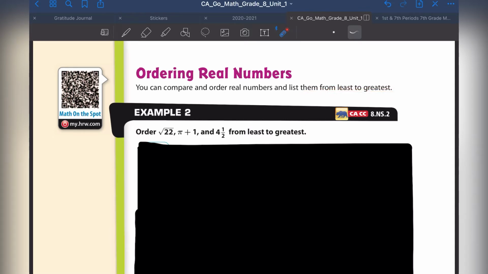Okay, so we have these numbers right here. It says order the square root of 22, pi, 1, and 4 and a half. So for us to be able to order these numbers, first we have to make sense of the square root of 22 because that is not a perfect square. We are going to get a very random number.